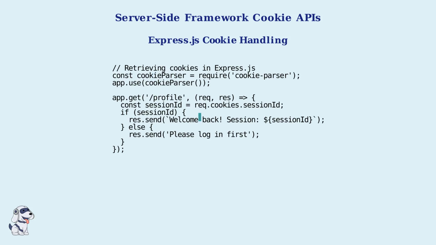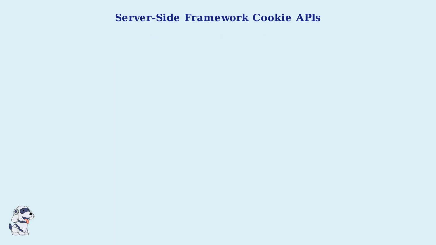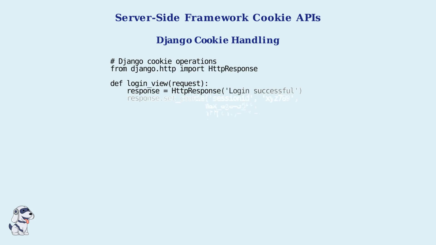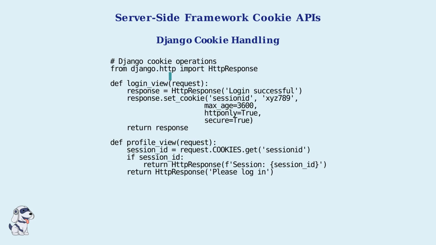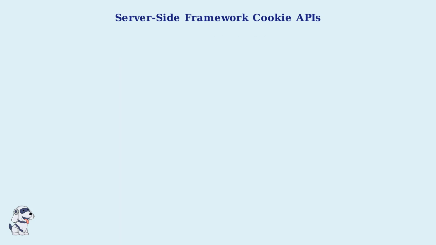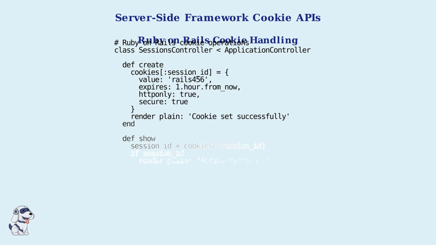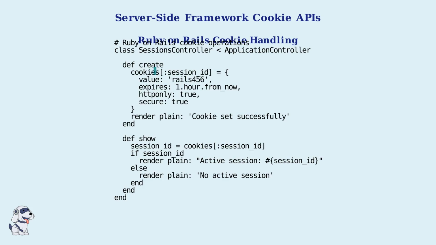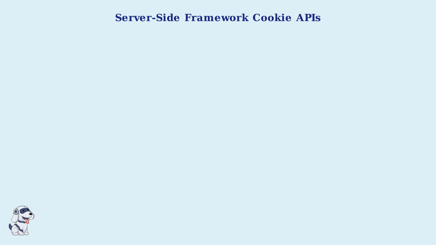You can access cookies directly from the request object, especially when using cookie parser middleware that automatically parses incoming cookie headers. Django, Python's popular web framework, provides an even more object-oriented approach to cookie handling. Django's request and response objects have built-in methods for cookie operations. Ruby on Rails takes cookie handling even further with its elegant syntax. Rails provides intuitive methods that make cookie operations feel natural and readable.